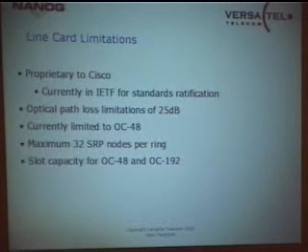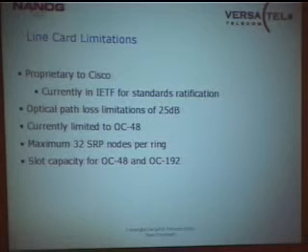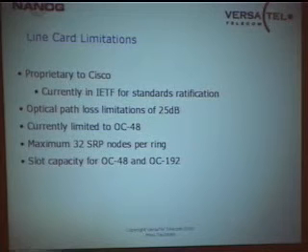I touched on line card limitations before in our challenges. One of the issues is it is proprietary to Cisco. I understand from my discussions with Cisco that it is being taken to the IETF for standards ratification. The indications I've been given are that it should be about 2 years before we see an open standard for SRP/DPT technology come out. And there is a whole broad range of issues I'm not going to touch on, but there is some documentation online that I can point you towards later. Line card limitations in terms of optical path length.